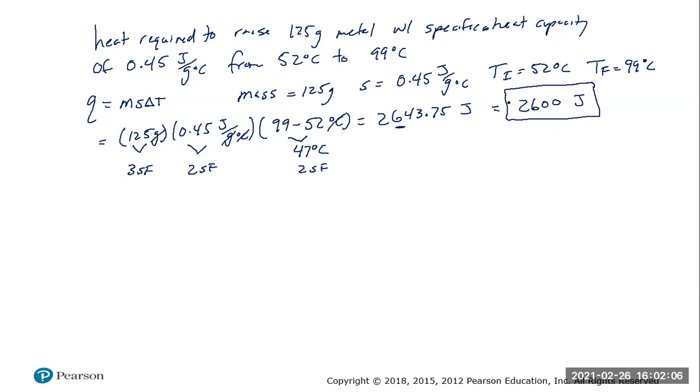Now, the answer we got here was a positive number, which would tell us this is an endothermic process. And that makes sense, right? Because we started at 52 degrees Celsius, we heated it up, we ended up at 99 degrees Celsius. That piece of metal gained energy in that process, right?